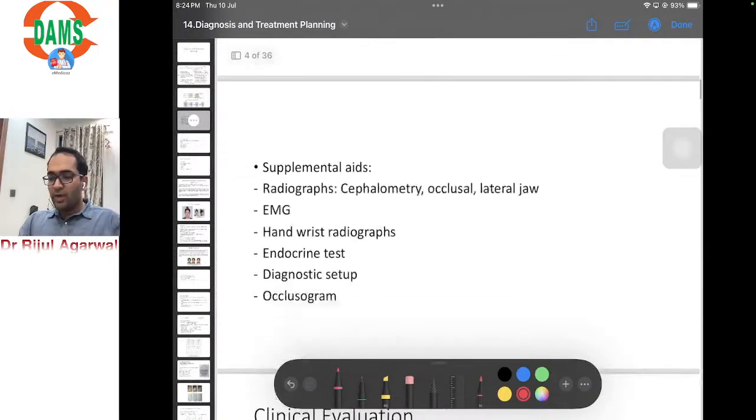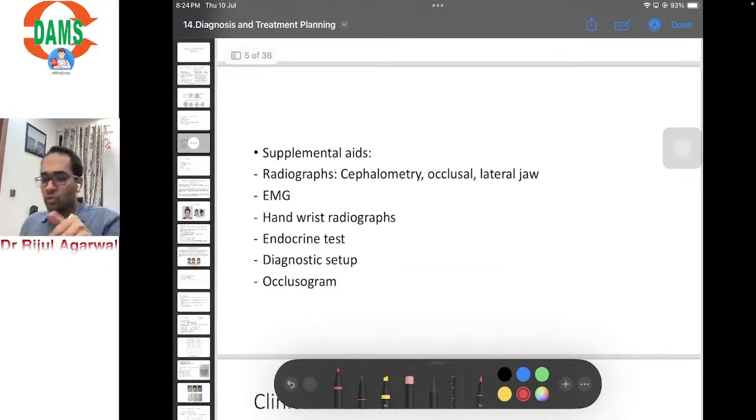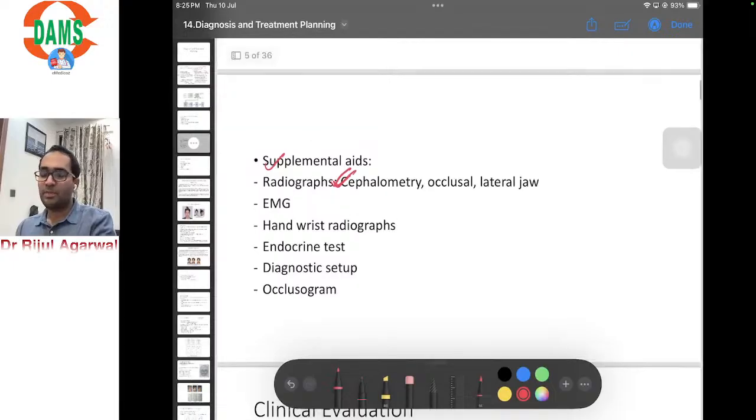Okay, moving ahead. So what are the supplemental aids? Cephalogram, lateral cephalogram is a supplemental diagnostic aid, not an essential diagnostic aid. Next, EMG, hand wrist radiograph to ascertain the appearance of sesamoid bone, endocrine test, diagnostic setup or occlusion. So these are the supplemental aids.